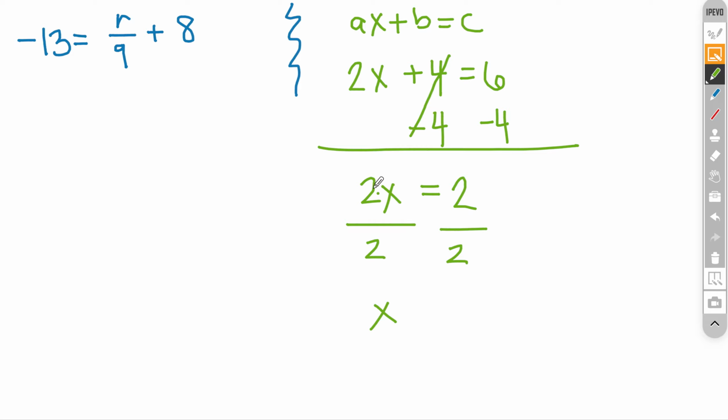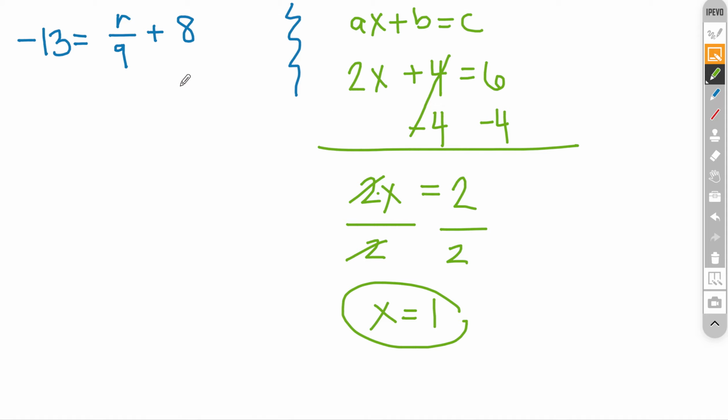And now this 2 will cancel. We just get x. We've isolated the variable x. And now 2 over 2 we know is 1, so we have solved the two-step equation, taking it through 2 steps. This equation is also a two-step equation. It's solved in the same way that this one is, but it looks a little bit different.